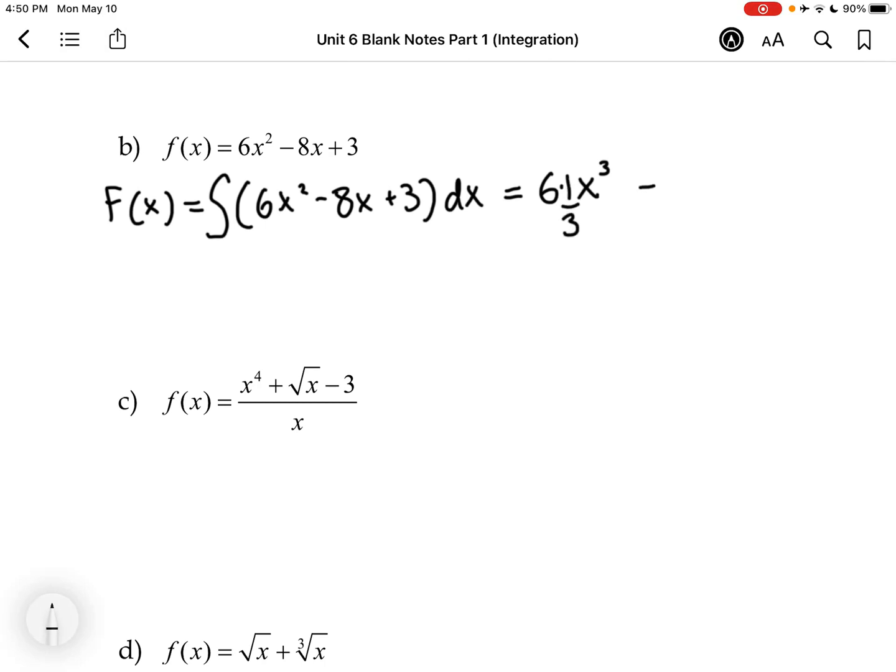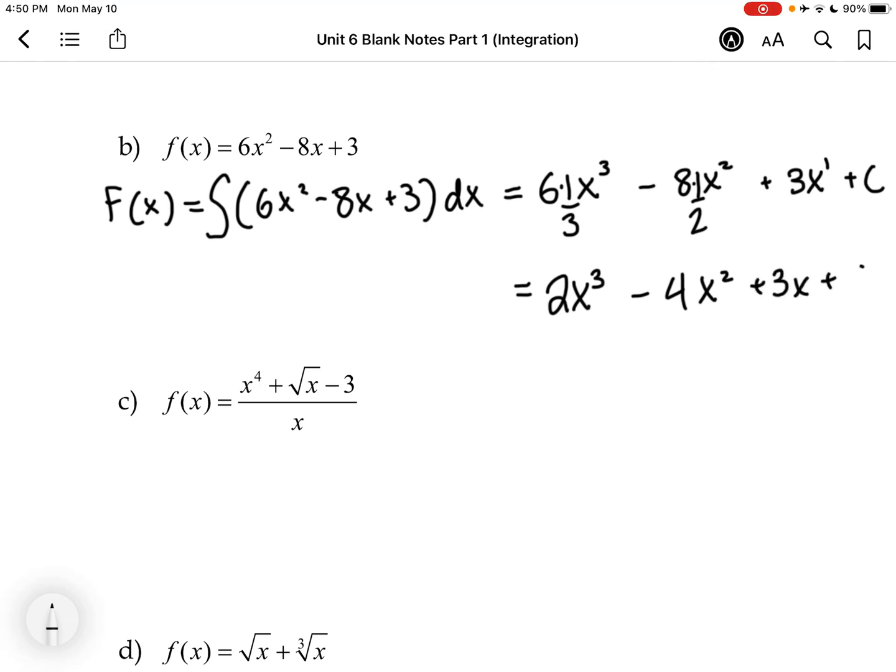Okay, and then minus 8, the x is going to become x squared times 1 over 2. And plus 3x to the 1, and that would be 1 over 1, so I'm not going to put that in there, and then plus c. And then we would simplify these fractions, right? So 6 over 3 is 2x cubed, and 8 over 2 is minus 4x squared plus 3x plus c. Okay, so that is our capital F of x.